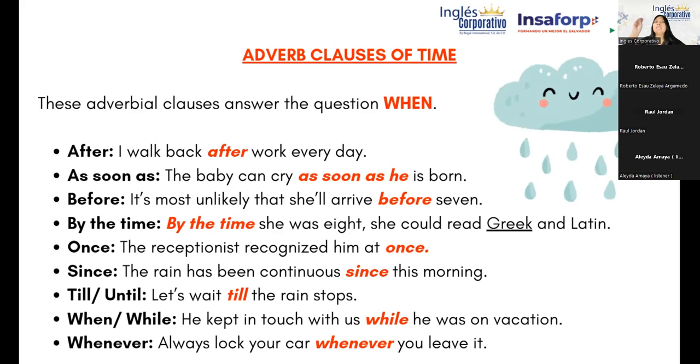But it is referring al tiempo, right? So always lock your car, siempre, lock your car. Echa llave a tu carro siempre cuando lo deje. En realidad, solo se dice como siempre. Siempre y cuando, pero usted lo puede interpretar. Whenever. And can I say just always lock your car when you leave it? Yes. Lo puede decir así. But whenever, it's more vocabulary.